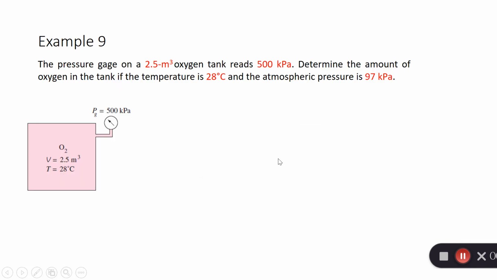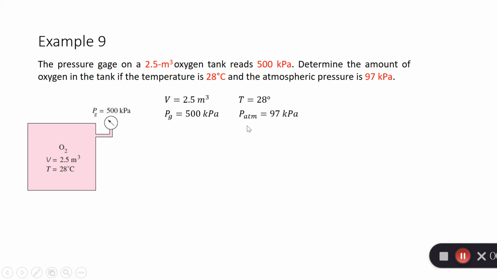Let us go through this example. The pressure gauge on a 2.5 meter cube oxygen tank reads 500 kPa. Determine the amount of oxygen in the tank if the temperature is 28 degrees and the atmospheric pressure is 97 kPa. So here we have a tank filled with oxygen gas. The tank has a volume of 2.5 meter cube. It has a temperature of 28 degrees and the gauge pressure, if you recall, reads 500 kPa.